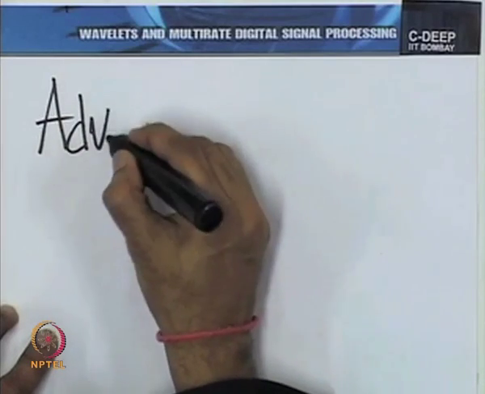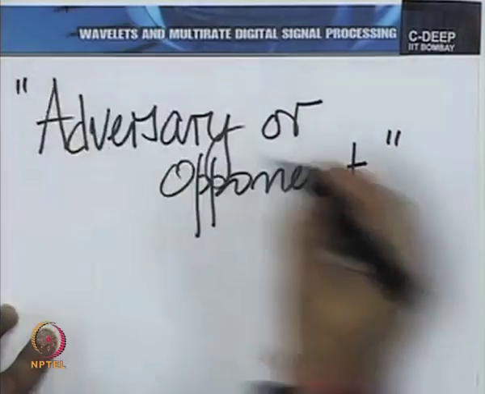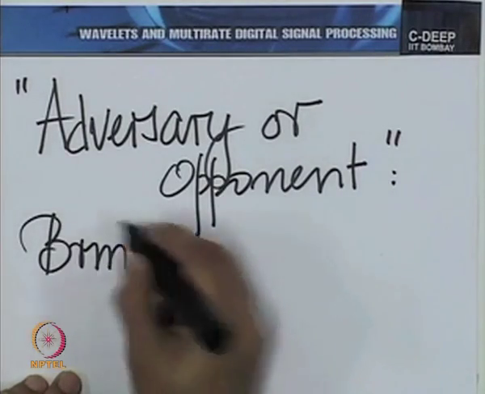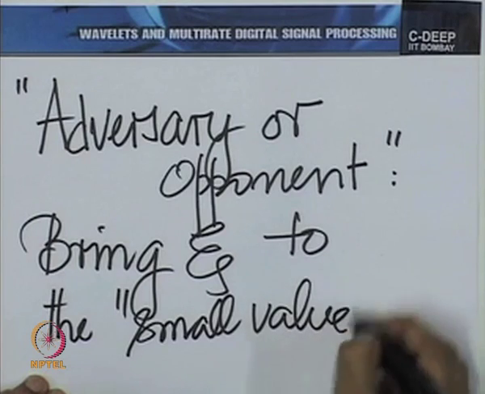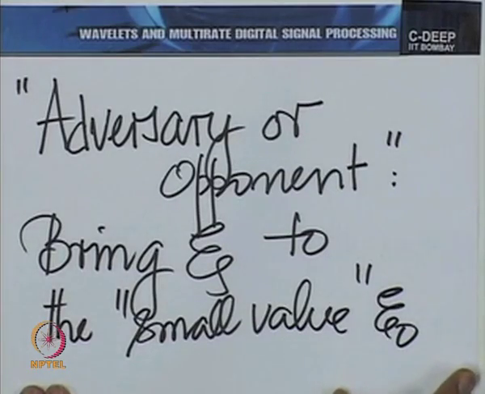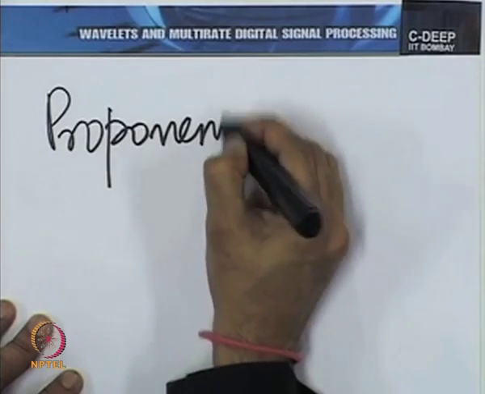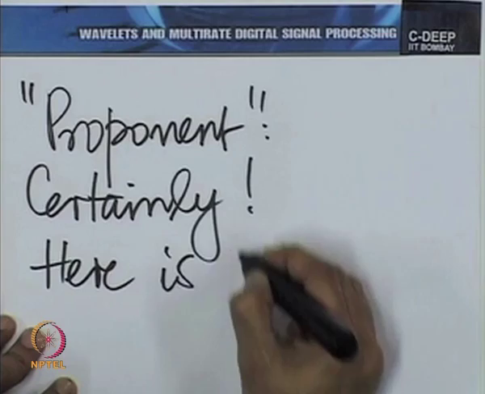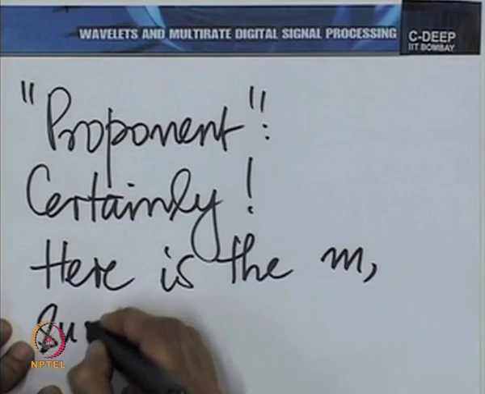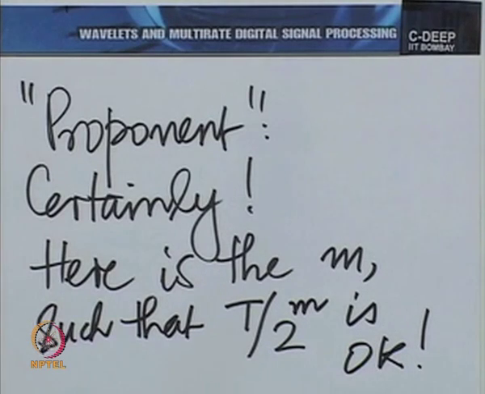Then the adversary or opponent says, bring E to a small value, let us say E 0, and the proponent says, certainly, here is the m such that t by 2 raised to the power of m is okay. So, that is the idea of proponent and opponent here.